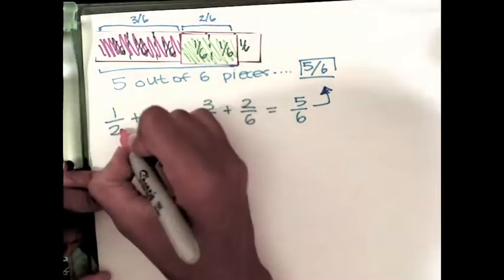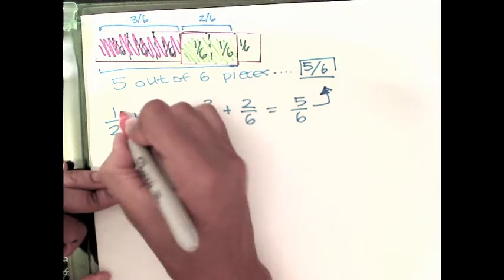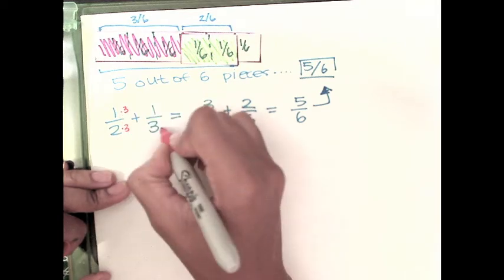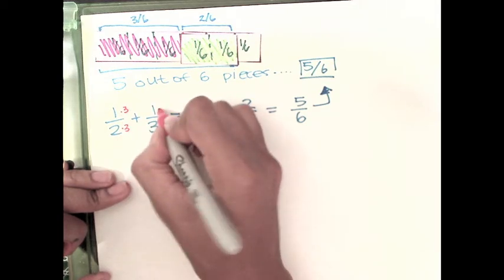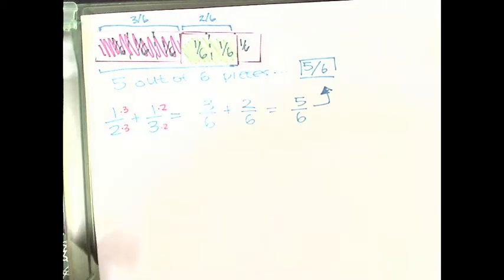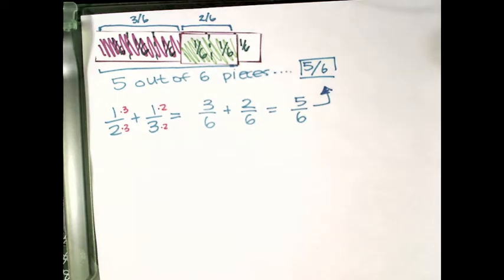Mathematically, when I split my 1/2 into 3 pieces each, I multiply the denominator and the numerator by 3. And for 1/3, I split into 2 pieces each, multiplying the numerator and denominator by 2. This was so that both of my denominators would be 6. Then we can add together because we have equally sized pieces.